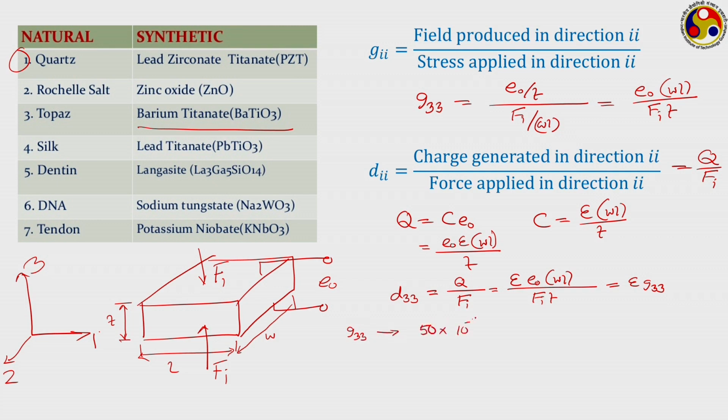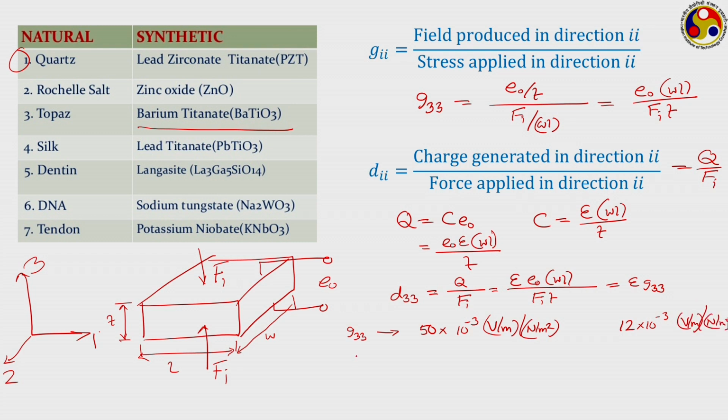For quartz, the value of G33 is given as 50 into 10 to the power minus 3, and what should be the unit? Just look at what you have. In the numerator you have the field, which is volt per meter, and in the denominator you have the stress, that is Newton per meter square. That is the value of G for quartz, whereas for barium titanate it is 12 into 10 to the power minus 3, the same unit, volt per meter by Newton per meter square.